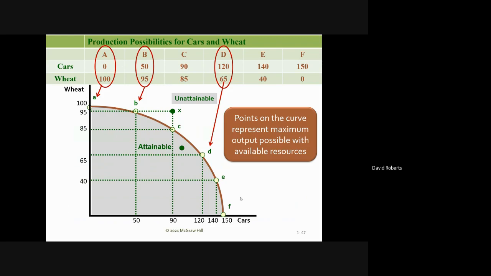The solid dot that's labeled X is unattainable. We don't have enough people and technology to make that quantity. So anything that's on the line, A through F, is good. The question then becomes, what's the trade-off? Do we make all cars and no wheat, or all wheat and no cars, or any combination?